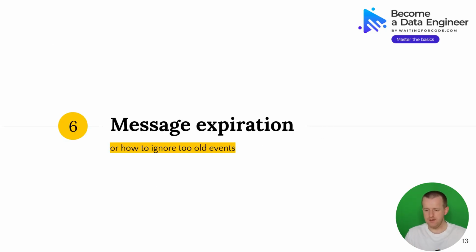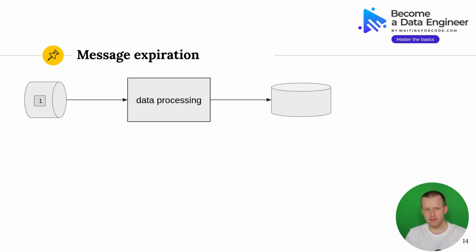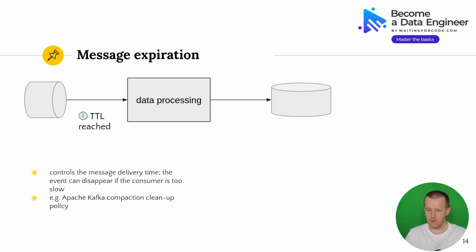After that, we also have the message expiration, so how to ignore old events. Here the idea is to simply discard the events that are too old for processing. We can imagine that here we have our first record on the data source whose TTL, so time to live, was reached. Put differently, it expired, and now it's not available anymore for processing.